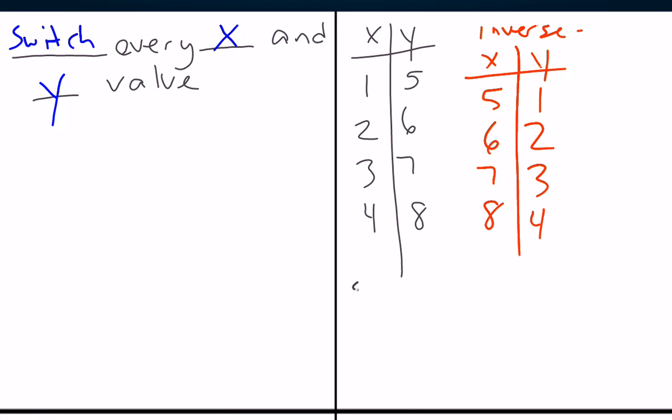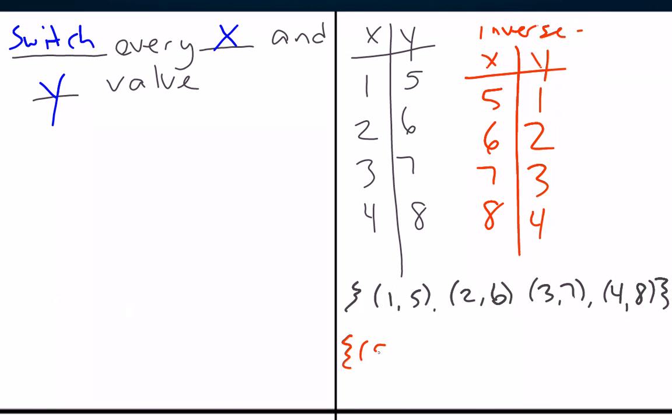I could also list these as a set of points. So my original is the set of 1, 5, 2, 6, 3, 7, and 4, 8. And my inverse is just all those points reversed. Notice they're just the points from my table.